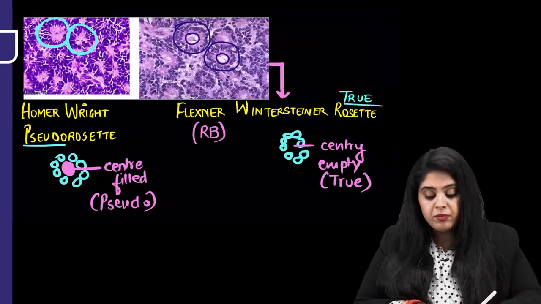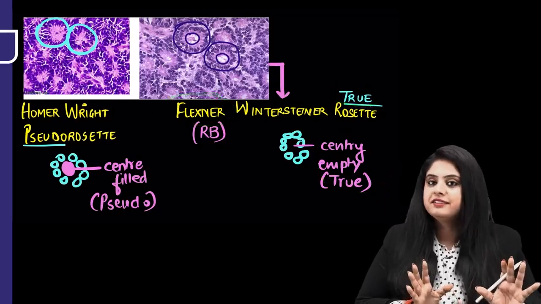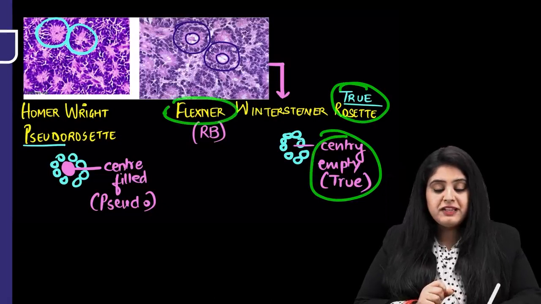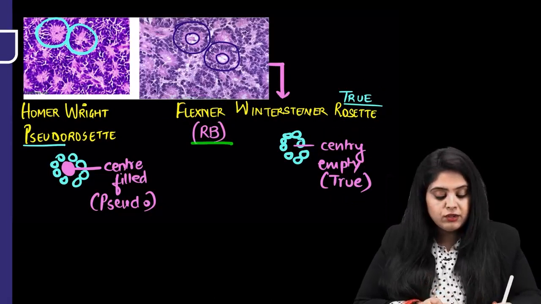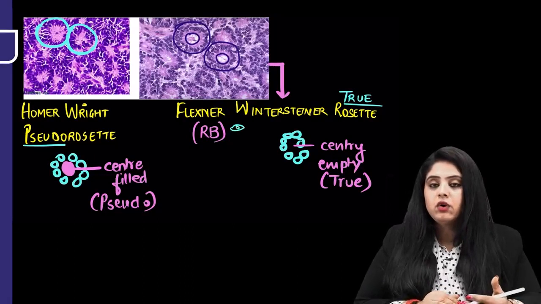See, not only are true people clear-hearted, true people are also very flexible and nice. Remember it like this. So true people are not only clear-hearted, they are also very flexible and nice. So Flexner Wintersteiner is a true rosette that you see in an eye tumor, that is retinoblastoma. Now you've done all the rosettes.